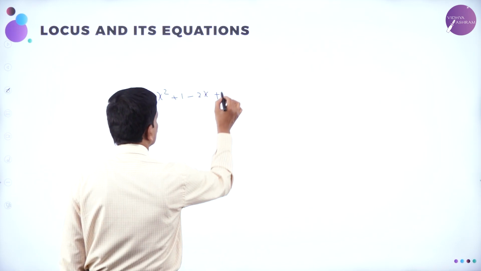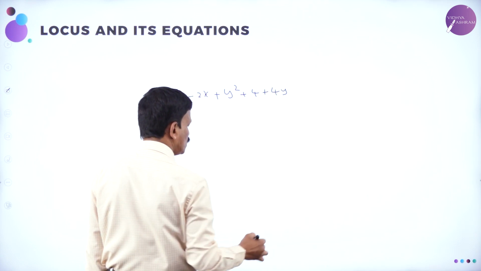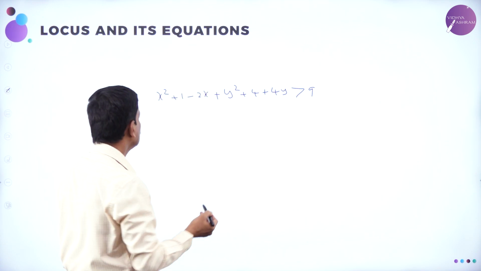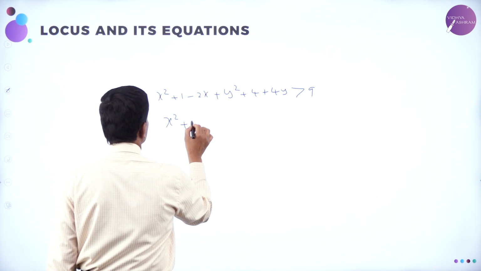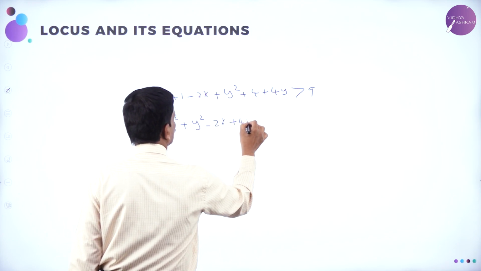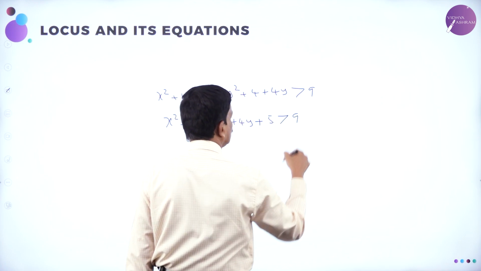Again, (a plus b) whole square: y square plus 2 square is 4, plus 2 into 2 is 4y, is greater than 9 here. This is greater than 9. That's it. So put it in order: x square plus y square minus 2x plus 4y, and 1 plus 4 is 5, which is greater than 9.